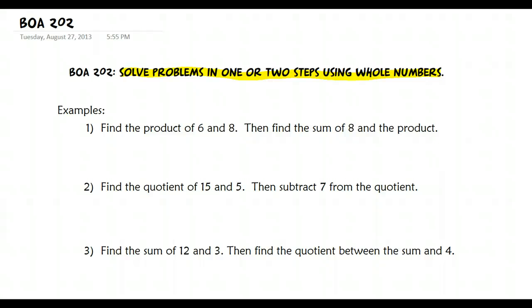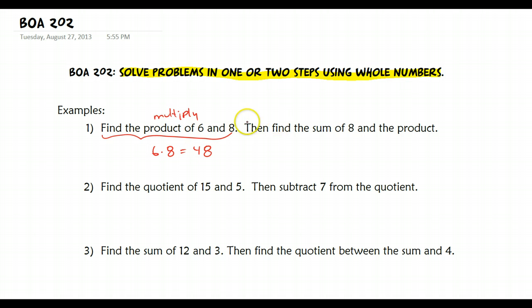The first example here says find the product of 6 and 8, then find the sum of 8 and the product. So the first thing I want to do is find the product here. So recall that product means to multiply. So I'm going to multiply 6 times 8, and I end up with the number 48.